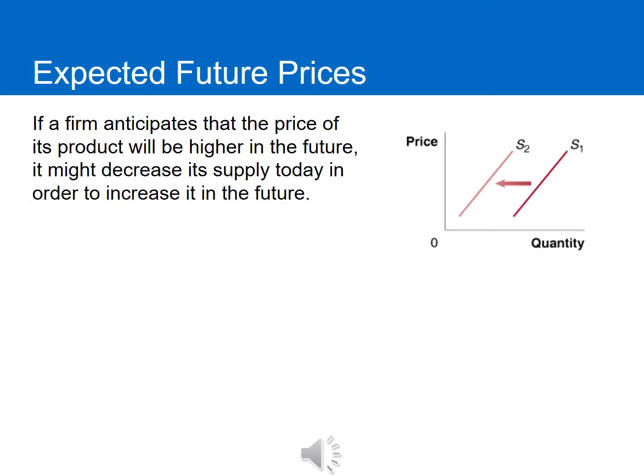Finally, we have expected future prices. If a firm anticipates that the price of its product is going to be higher in the future, it might decrease its supply today in order to increase it in the future. Likewise, if a firm anticipates that the price of its product is going to be lower in the future, then it may increase its supply today to sell as much as it can now while the price is still high. So this figure on the right shows what happens when a firm anticipates that the price of its product is going to be higher in the future. In the short term, they're going to decrease the supply, shifting the supply curve to the left from S1 to S2.